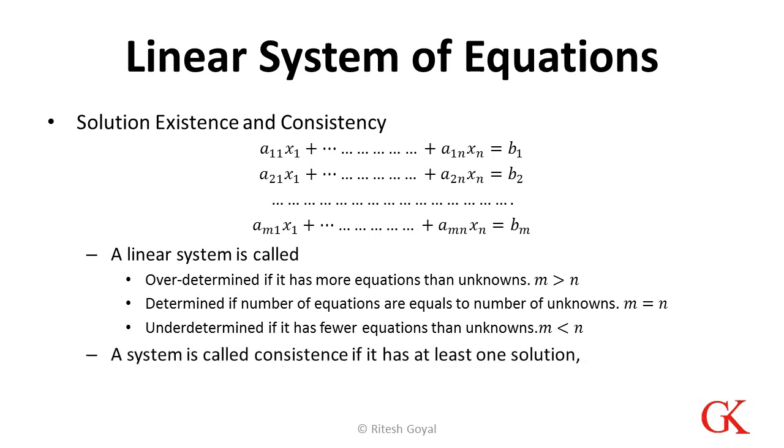Now let's talk about consistency. A system is called consistent if it has at least one solution, meaning either one or more than one solution. If the system has a solution, then it's consistent. If it does not have any solution, then it's inconsistent. Straightforward. We will discuss in detail when we discuss rank how to find the existence and consistency of a linear system of equations.